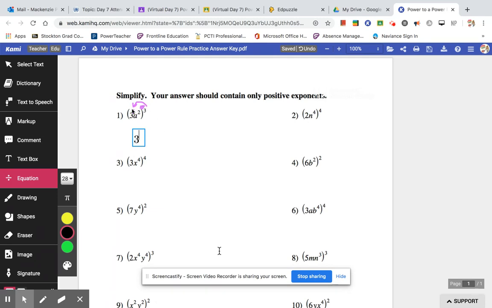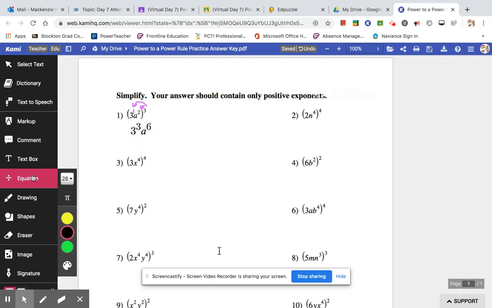The 3 times 1 becomes 3. To come down, you can hit the space bar or the sidebar. My next base is a, so I type the a, and then 3 times 2 is going to be 6. So that'll be basically our answer for this, but we can simplify it because we do know 3 cubed.